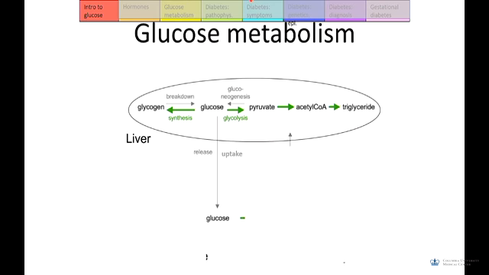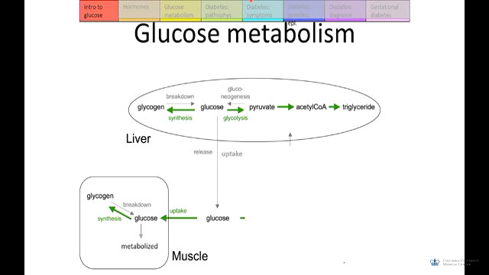When you're in the fed state, it can store glucose as glycogen. It can use it for energy through glycolysis. It can even synthesize triglycerides with it. In the fasting state, your liver will break down glycogen and synthesize glucose through gluconeogenesis to secrete glucose into the blood to supply the periphery.